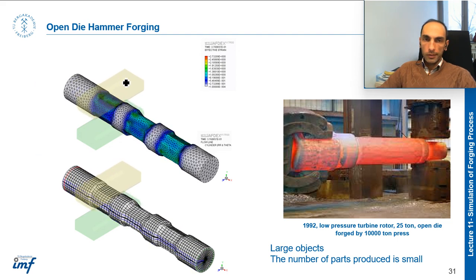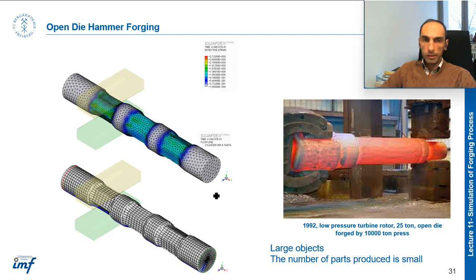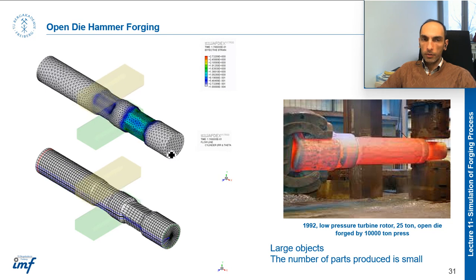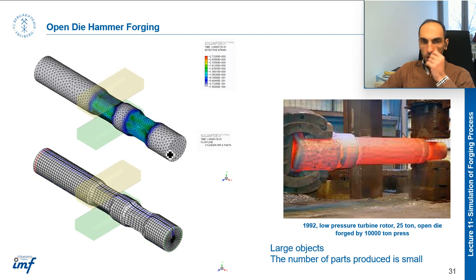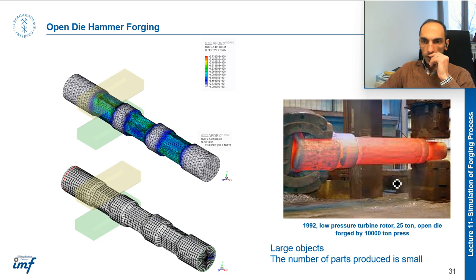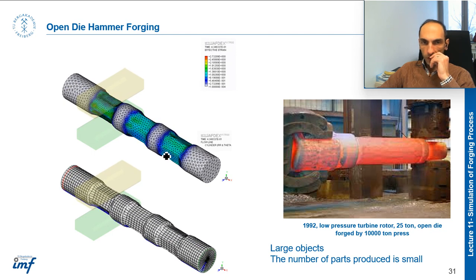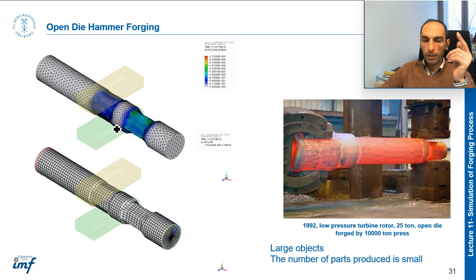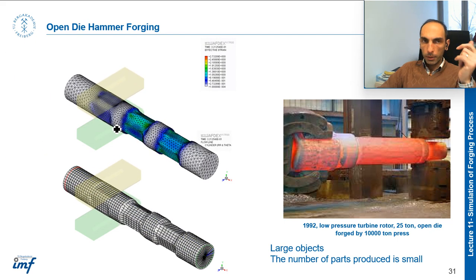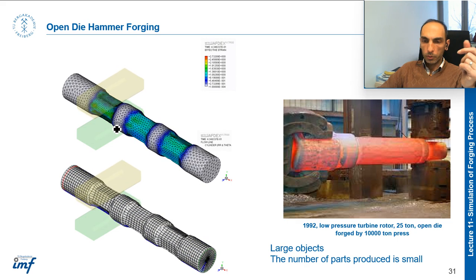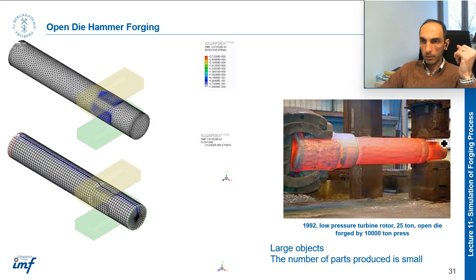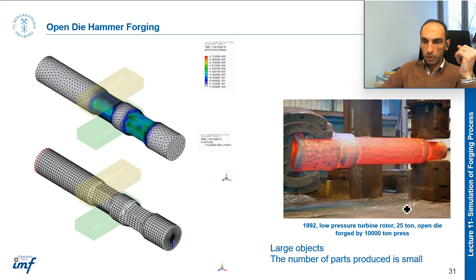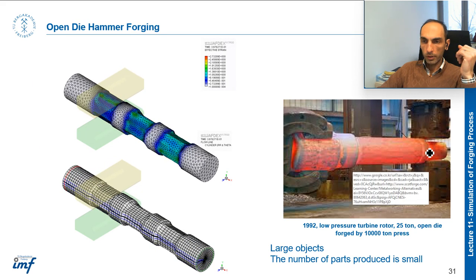As the first example, this animation shows an open die hammer forging. We talked about open die forging last week. This is the real process, not exactly this, but a similar process. And if you remember, I told you that open die forging is for large objects. As you can see, it's a very large low pressure turbine rotor. 25 tons is the weight, so it's so big.